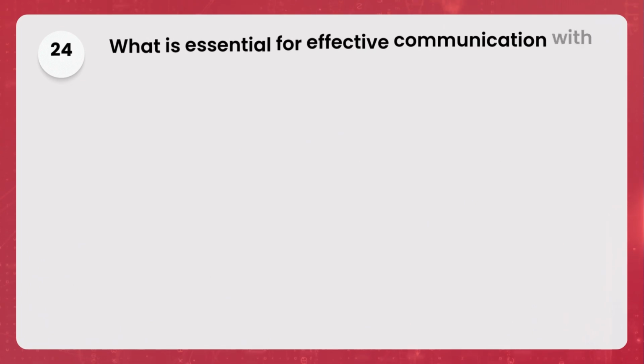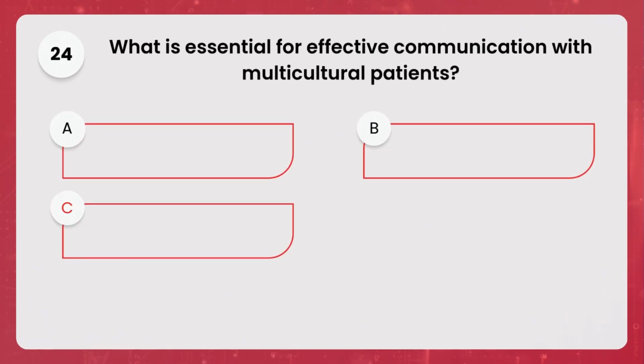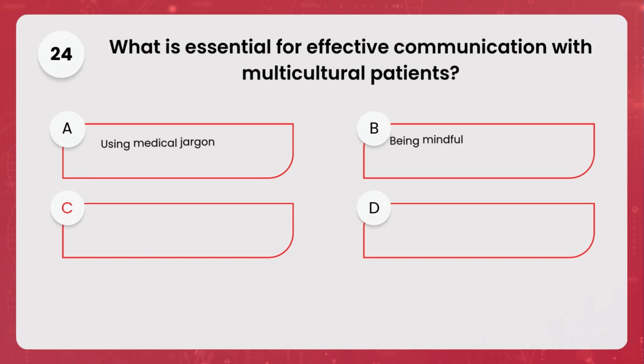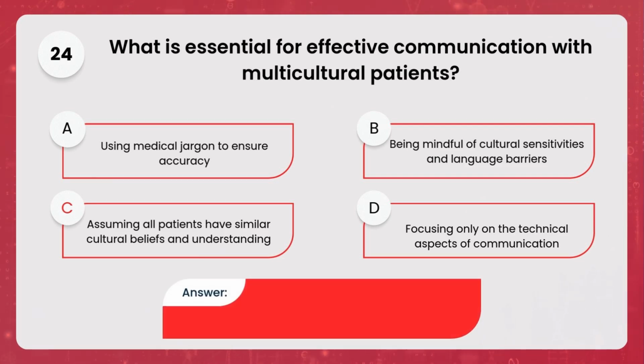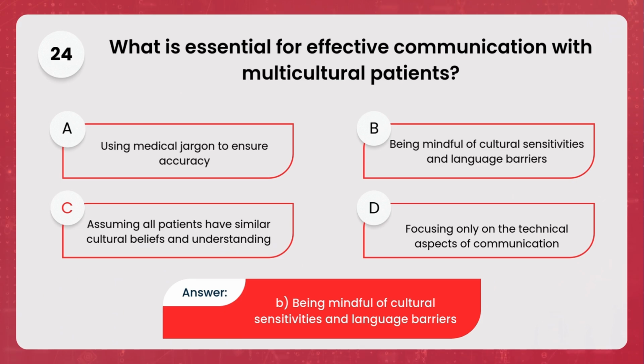Number 24. What is essential for effective communication with multicultural patients? A. Using medical jargon to ensure accuracy. B. Being mindful of cultural sensitivities and language barriers. C. Assuming all patients have similar cultural beliefs and understanding. Or D. Focusing only on the technical aspects of communication. The answer is B. Being mindful of cultural sensitivities and language barriers.